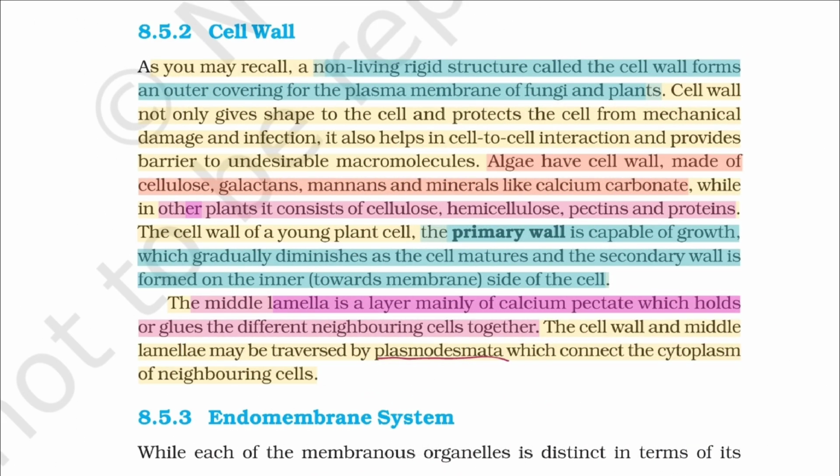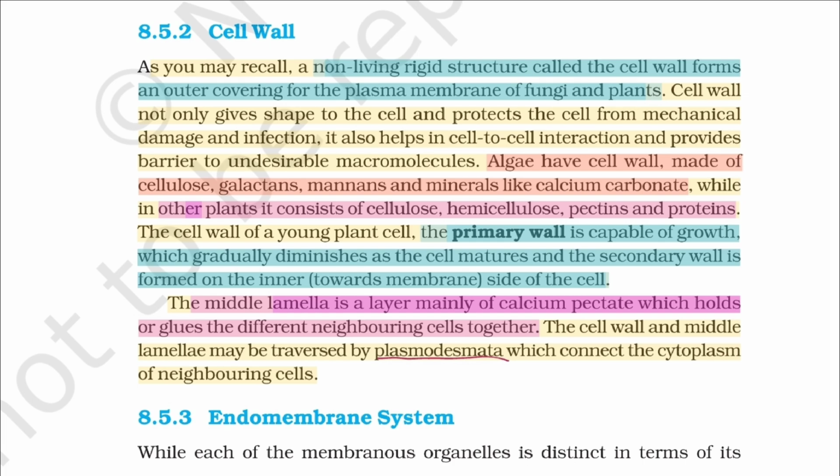8.5.2. Cell wall. As you may recall, a non-living rigid structure called the cell wall forms an outer covering for the plasma membrane of fungi and plants. The cell wall not only gives shape to the cell and protects the cell from mechanical damage and infection, it also helps in cell-to-cell interaction and provides a barrier to undesirable macromolecules. Algae have cell walls made of cellulose, galactans, mannans and minerals like calcium carbonate, while in other plants it consists of cellulose, hemicellulose, pectins and proteins.